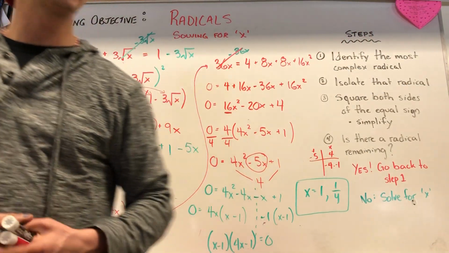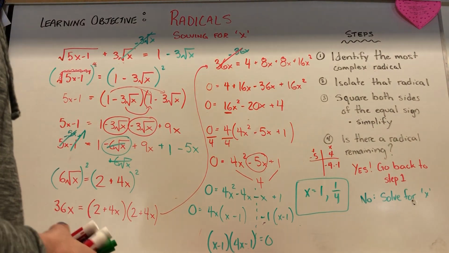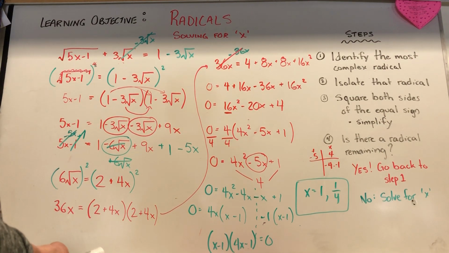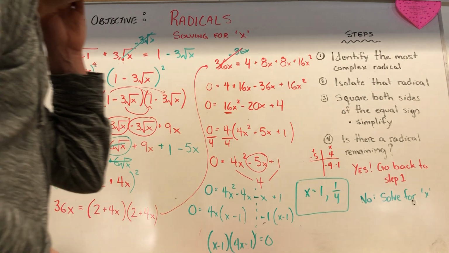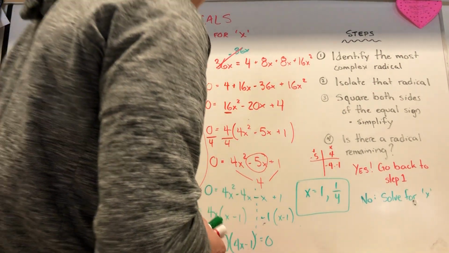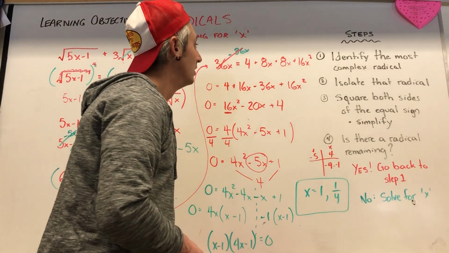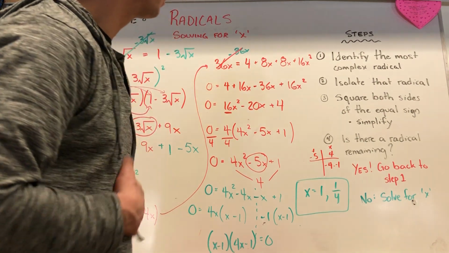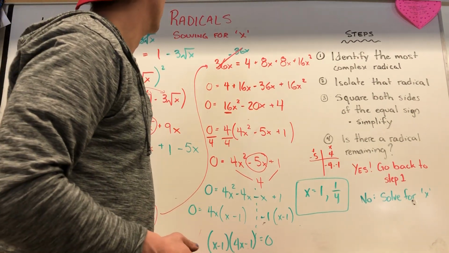Looks like a lot of work. It's a lot of number counting. You have to have attention to detail, but it's doable. And that is how we do solving radical equations for x.